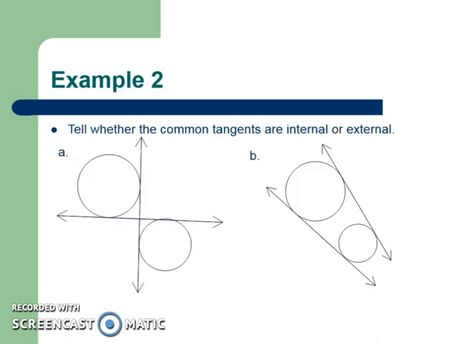Okay, so tell whether the common tangents are internal or external. So the first one, A, those are internal, they're between the 2 circles. B is external because they're outside of the circles.